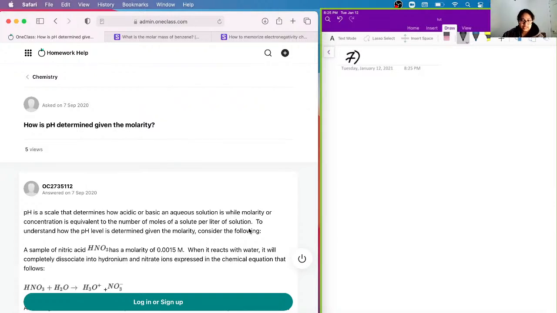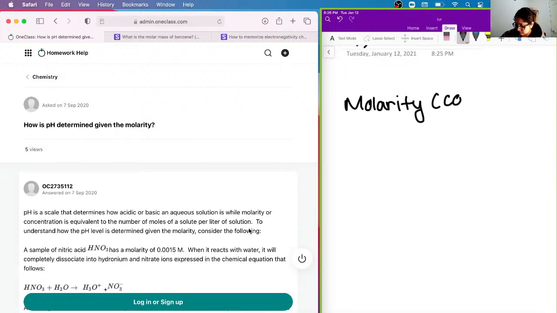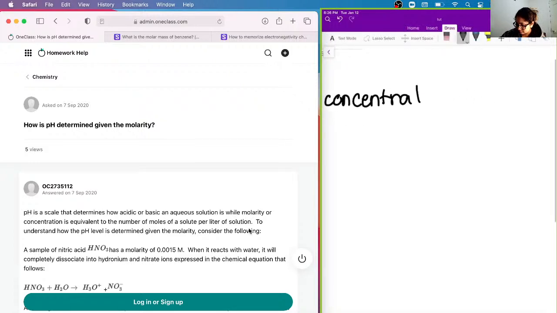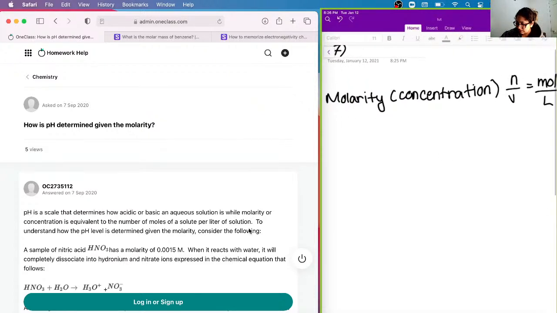Okay, so next question says, how is pH determined given the molarity? In other words, if you guys know, molarity is the same thing as saying concentration. It's also known as concentration. And this is expressed in moles per volume, per liter.